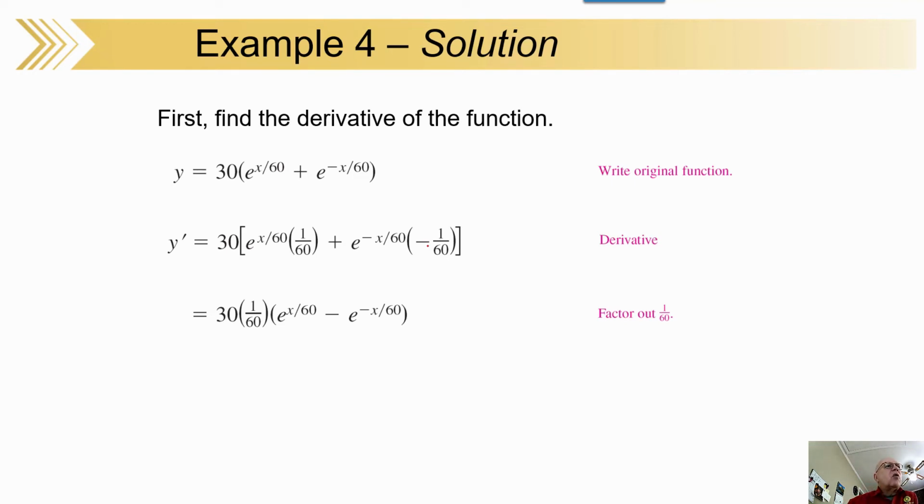So you've got both of those have 1 over 60. Bring that 1 over 60 out front to make things a little simpler. This will give you 1/2. So what you've got is this, and that's your answer. If you want to, you could put each of those over 2, or you could put what's in parentheses in the numerator and a 2 in the denominator. It depends on how you're going to use this derivative.